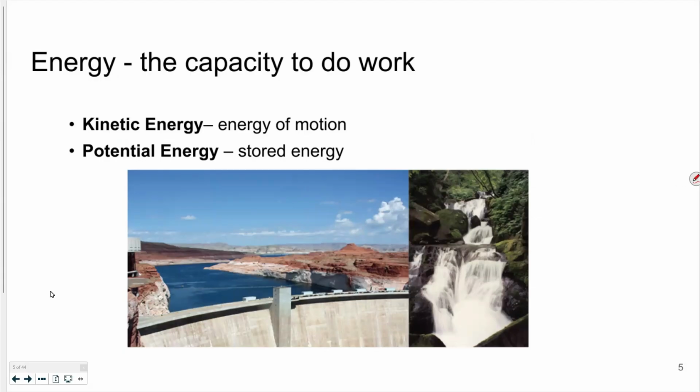Okay, so again, we've already defined energy as the capacity to do work. And we are going to have 2 major categories of energy. This is kinetic energy, the energy of motion, like we see in the waterfall. So the water is moving. So kinetic, this is the energy of movement. The water is moving down these steps of the waterfall and releasing that energy in the form of movement.